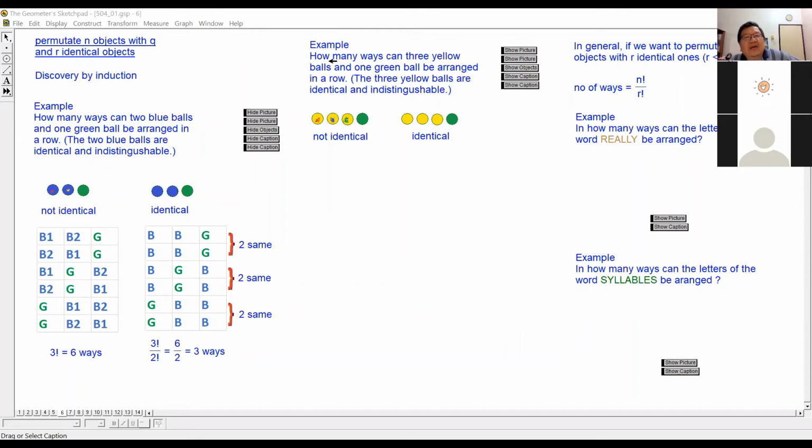Let's say now I have 3 yellow balls and 1 green ball. The 3 yellow balls, at first, are not identical. They are all different. They have marks here and there. Now in the second case, the 3 yellow balls have no marks, all perfectly the same. How to calculate?